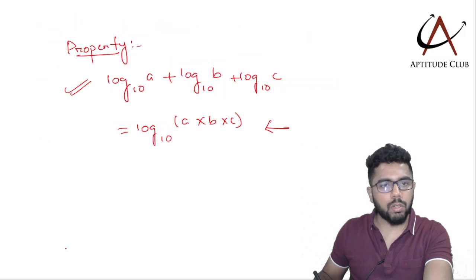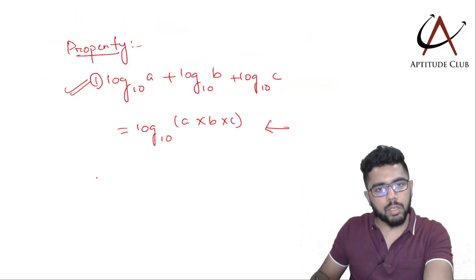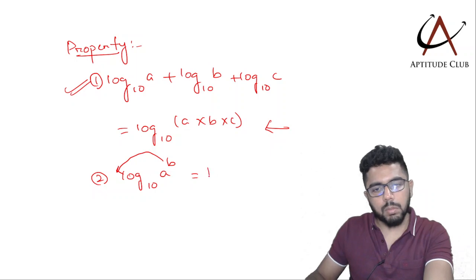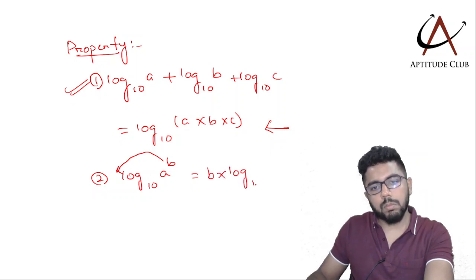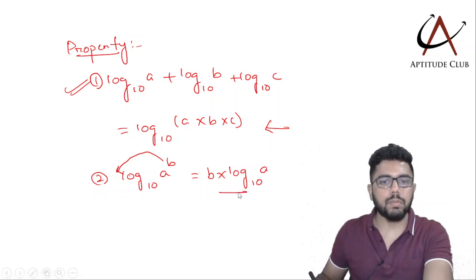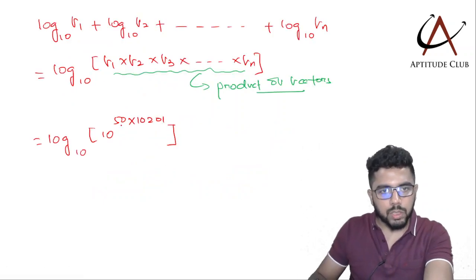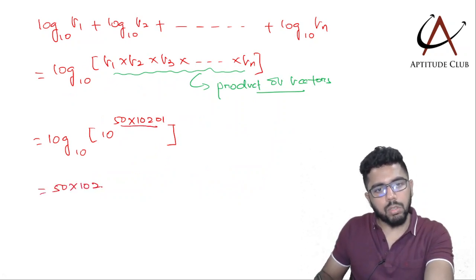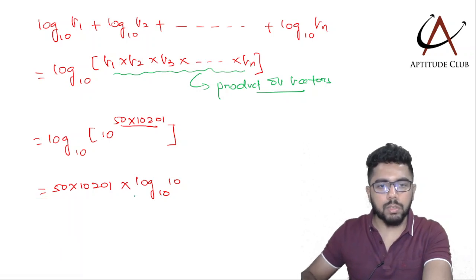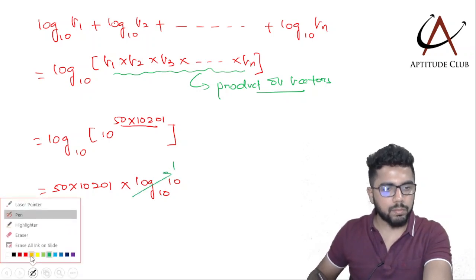Now another property of log can be used here. Let's say the earlier one is property 1. The second property is, suppose I write log to the base 10 of a to the power b, the power comes to this side and gets multiplied, so it is b times log to the base 10 a. So I can take out the power and multiply it in this manner. So we can use that here. This is the power, so it will come on this side. So 50 into 10201 into log to the base 10 of 10. Now this log to the base 10 of 10, its value is 1. So I got my answer then.